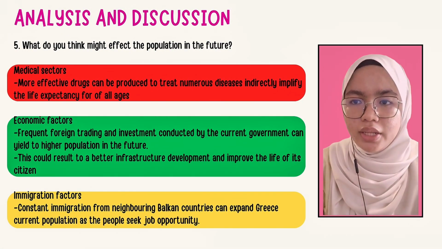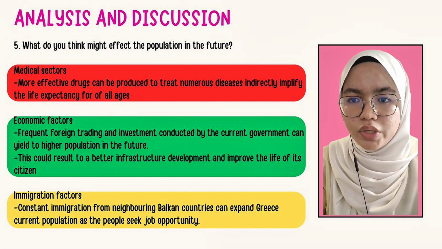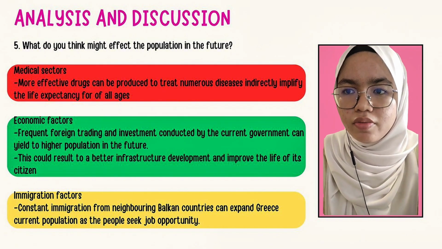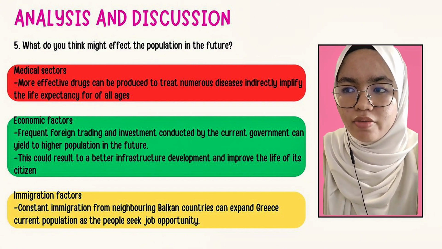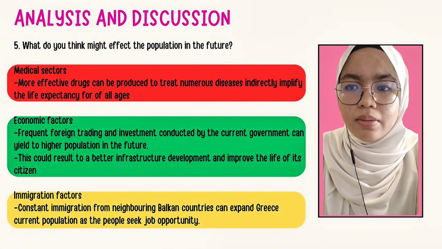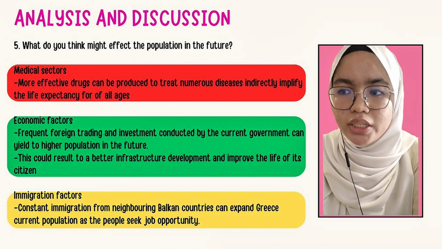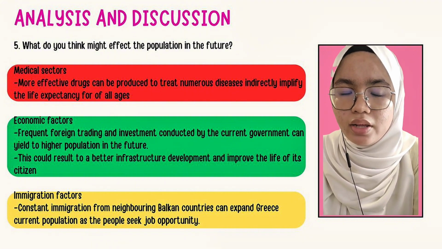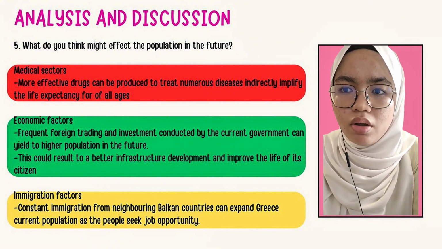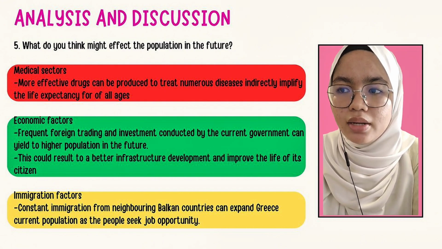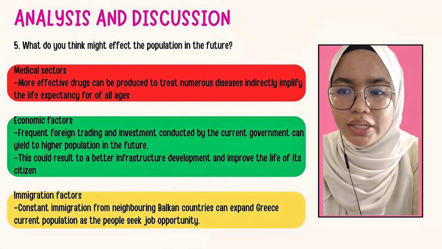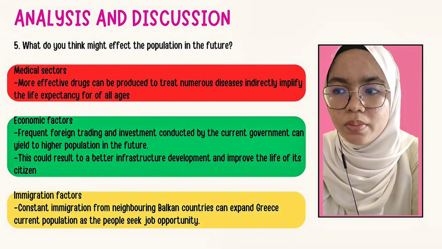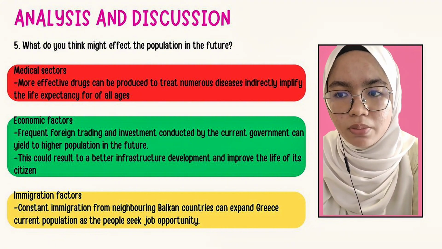Number 5, what do you think might affect the population in the future? Factors that are believed to affect the population in the future are the advancement in medical sectors. More effective drugs can be produced to treat numerous diseases, indirectly increasing the life expectancy for individuals of all ages. In addition to that, economic factors such as frequent foreign trading and investment conducted by the current government can lead to a higher population in the future.